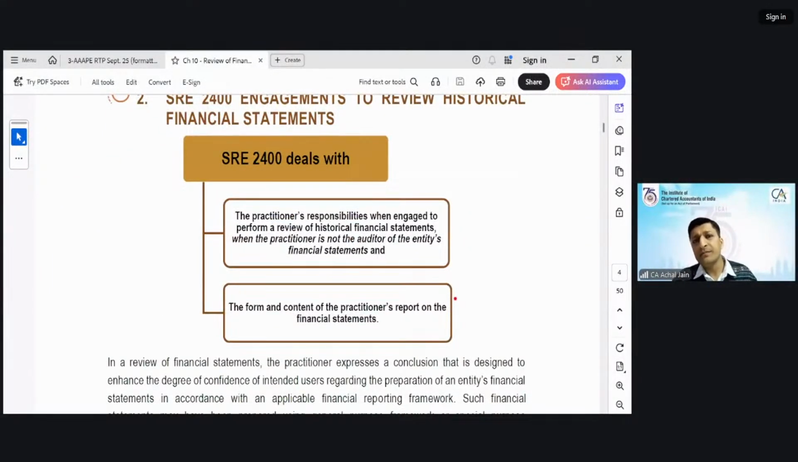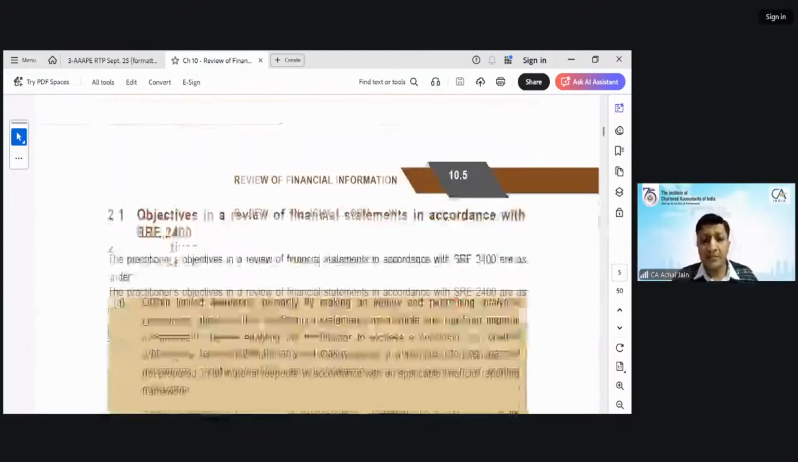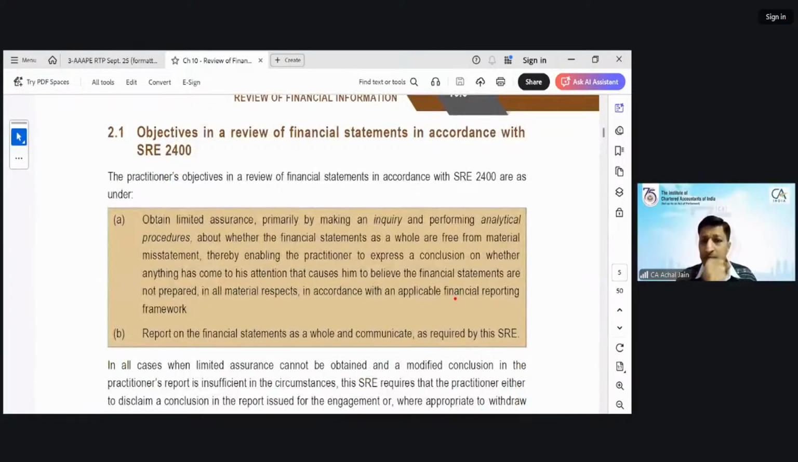Okay, so now SRE 2400. So now we are talking about historical financial statements with which it deals. As we have discussed, the objective is what? The objective is not to perform full-blown audit procedures, but limited procedures. That's why we are talking about review, and that's why we are talking about limited assurance. Now the question arises that when you are saying that limited assurance will be provided, procedures will be limited, what do you mean by that?